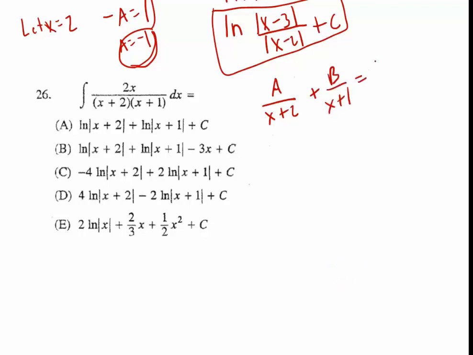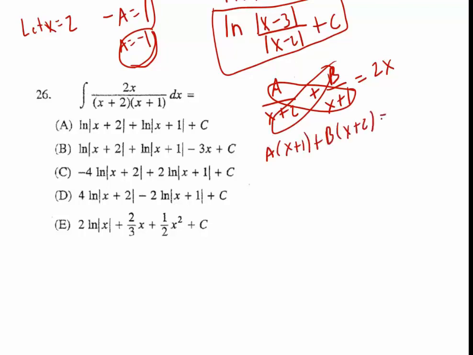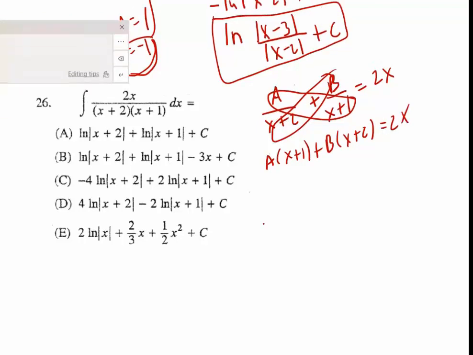And again, I'm going to make that equal to the top, which is 2x, and then we're just going to ignore the denominator. So I'm going to do this little trick of crisscrossing these. So I get a times x plus 1, plus b times x plus 2, is equal to 2x. And then remember, we're going to let x equal something. I'll give you a second to think about that.